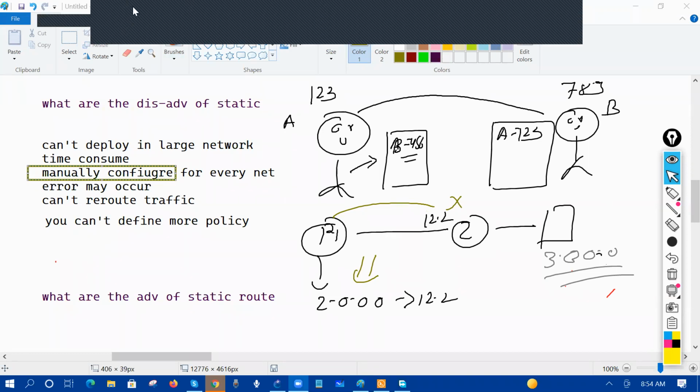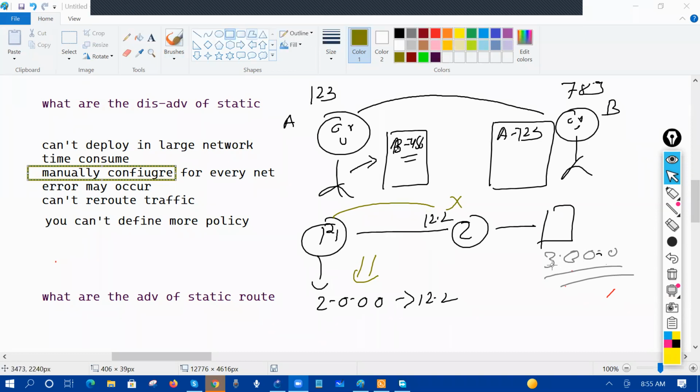Everything you are defining manually. They don't have any mechanism. If someone is going to change the network, if someone is going to change the number, they don't know how to inform the other guy. The same thing is happening in this case, right? If this guy is going to change the number, how will they inform the other person, hey, I've changed my number? No, it's not possible.